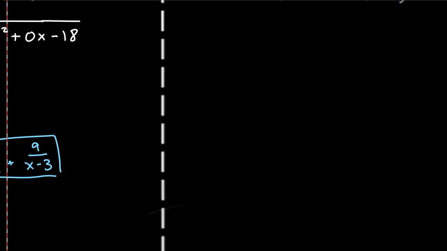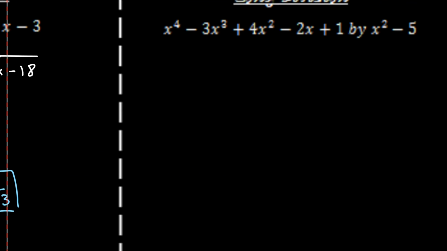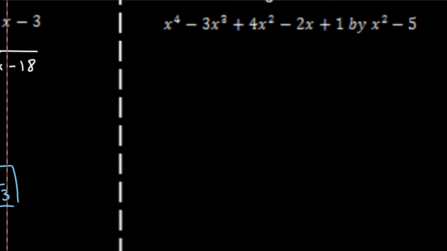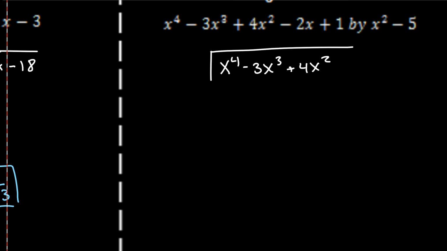Okay, I do want to show you, however, how to do the next one. It is just a tad bit trickier. So we start off the exact same way with x to the 4th minus 3x cubed plus 4x squared minus 2x plus 1. And then we have x squared minus 5 on the outside. So how do we start?